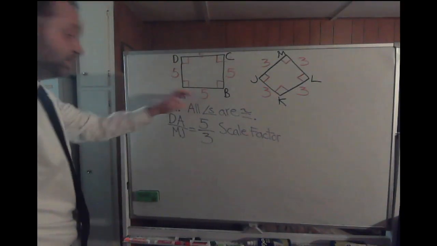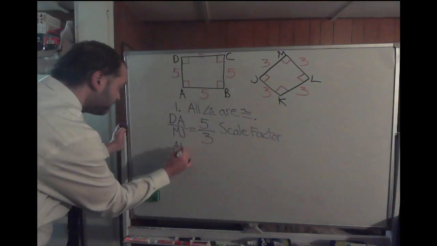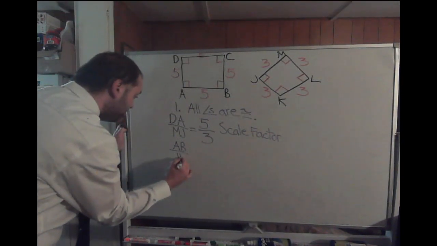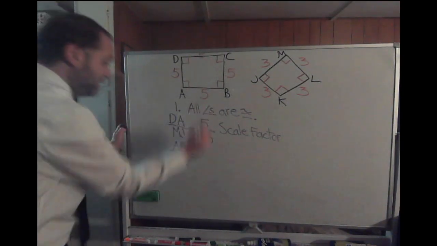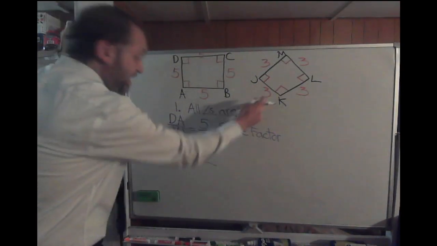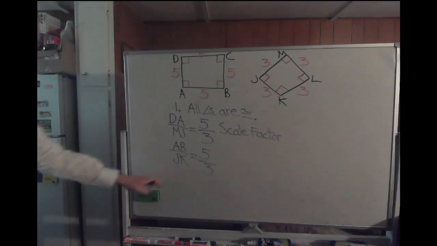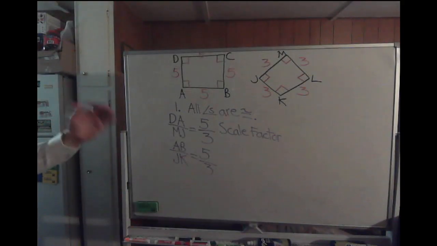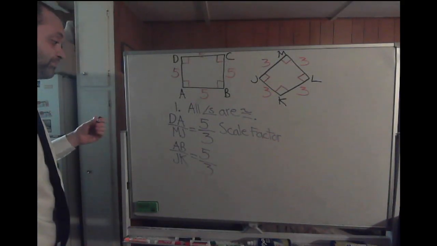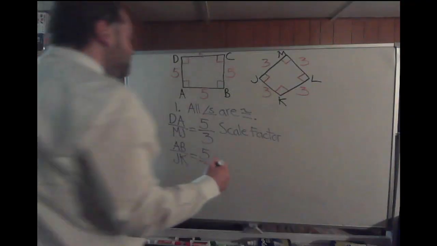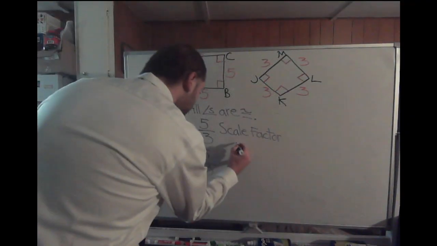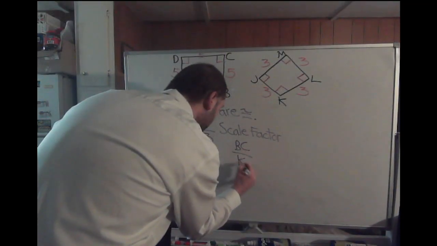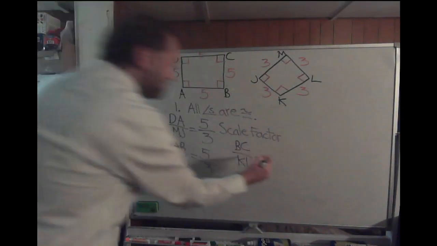Alright, so now let's compare AB to the corresponding side of JK. AB and JK are corresponding sides. Again, that's going to give you 5 to 3. So far this is checking out. So far, yes, we've had 2 pairs of sides of each of the quadrilaterals that are in proportion. Alright, now what about BC? Let's do BC to the corresponding side here of KL. BC has a length of 5, right?